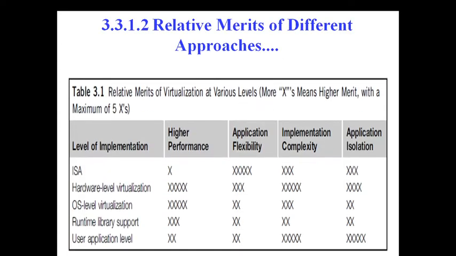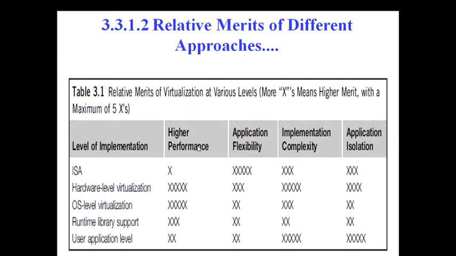See here, this is a very important table. You have to write this table mandatorily. I can't say that you have to use these values as they are, but some variation should be there. If you observe here, I have 5 levels of implementation. These 5 levels of implementation are going to be compared in terms of 4 parameters: higher performance, application flexibility, implementation complexity, and application isolation.